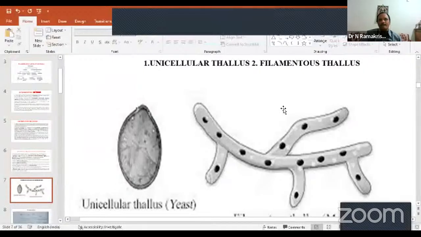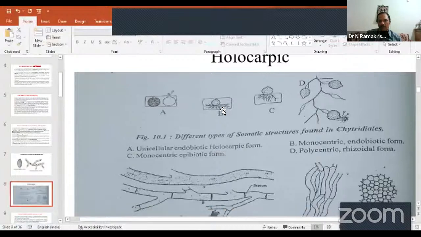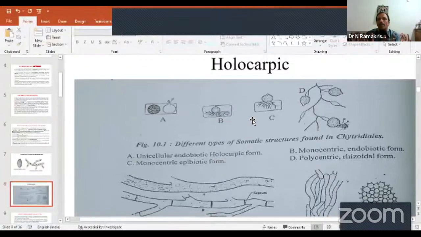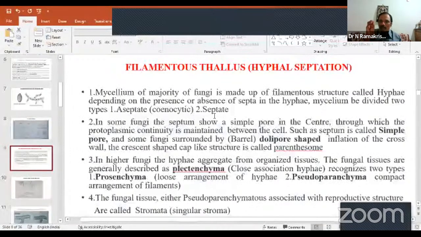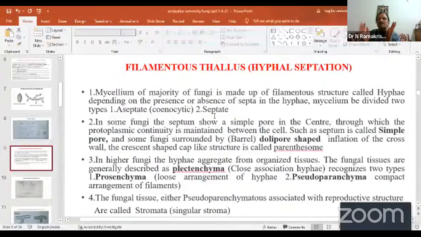Next one is holocarpic: holo means the entire plant body is going to be modified as a reproductive organ. So these are the thallus organizations. We are looking at filamentous thallus, another name for which is hyphae. The mycelium of the majority of fungi is made up of filamentous structures called hyphae, wire-like structures. We call that filamentous hyphae.